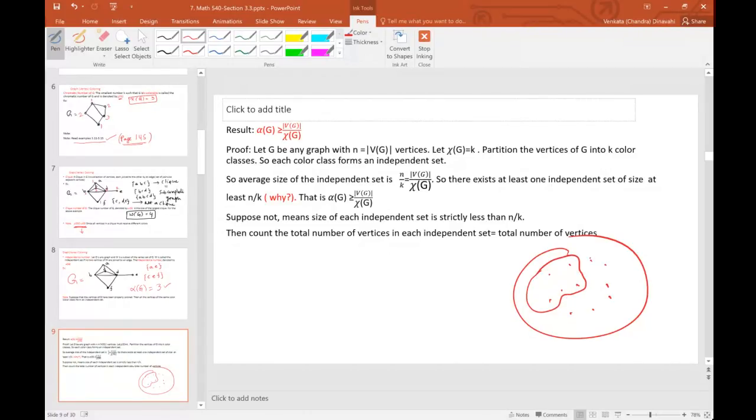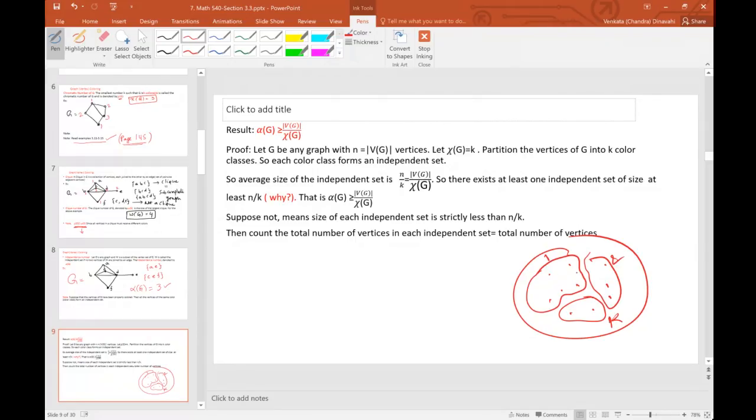That means maybe these are all the same color, these are all the same color, these are all the same color. Since the chromatic number in this case is going to be k, if you group like this, there should be k color classes. That means this is all color red, this is all color blue, like that. So there should be k of them because you used k colors. So this is set 1, 2, and this is the kth set. There are k sets.